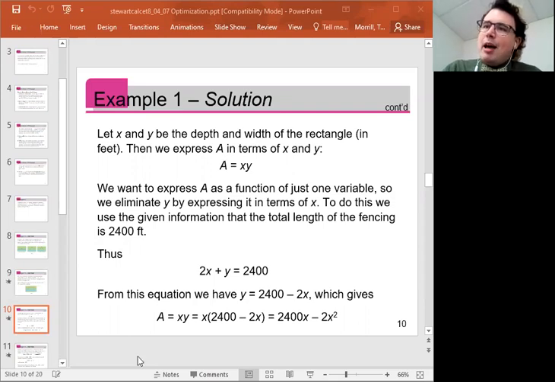Well, that means that my area function, and it is a function now, pick an x, you get a different amount of area. How much area do I get if I picked some x? Well, I'm going to multiply x by 2400 and then subtract 2x squared, just like it says in my formula, after I've replaced my y by this expression, because my y must be equal to 2400 minus 2x.